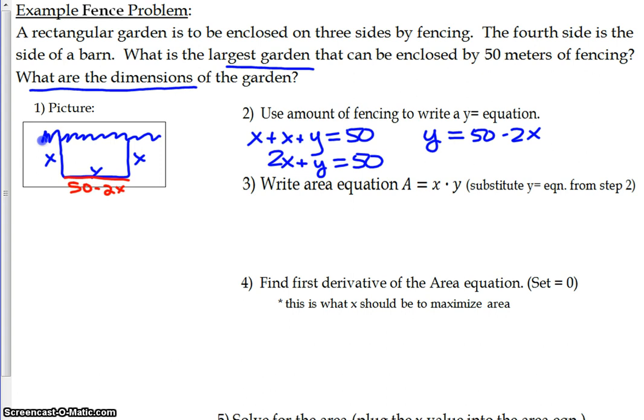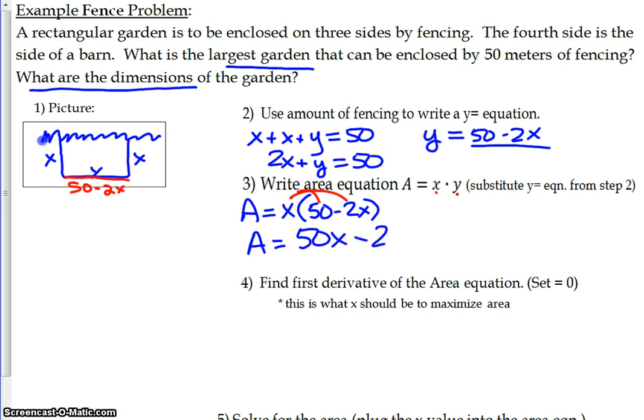Now we need to write an area equation. Area usually equals x times y, or your 2 dimensions multiplied by each other. So in this case, I'm going to have my area be the x value, the first dimension, times the y value, but I'm going to use 50 minus 2x to represent y. And I'm going to multiply that out using the distributive property. So 50 times x is 50x, x times negative 2x is negative 2x squared.